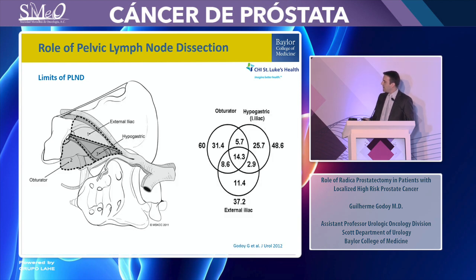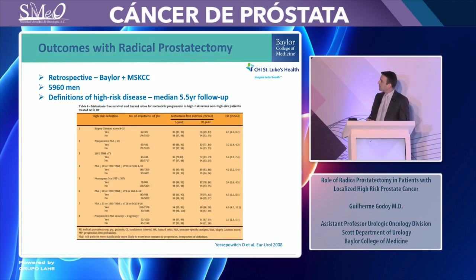This is data that we published in Memorial when I look at Dr. Scardino's data, and we observed that mapping these nodes, more than 50% of the nodes would be missed if you do only a sampling node dissection, and you have impressive numbers of nodes located in the obturator and hypogastric areas that are not even approached in the limited dissection.